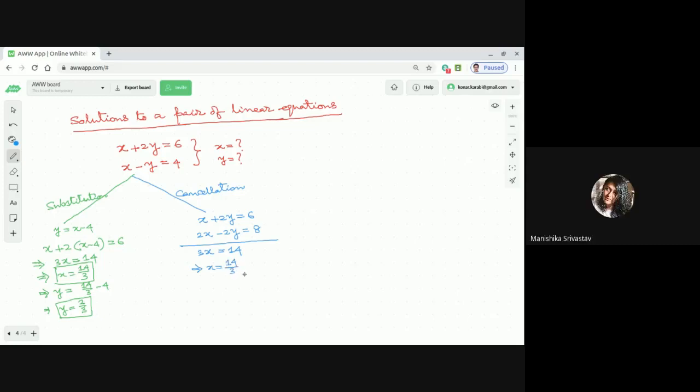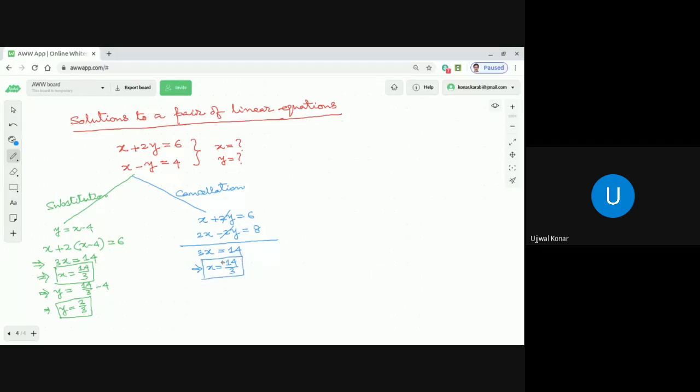Why did we multiply x minus y by 2, and not by anything else? Okay, very good question. Because it is just to cancel the 2y and minus 2y. Okay. Got it? Yes, sir. Clear or not clear? Yeah. So then we get the value of x is equal to 14 by 3.